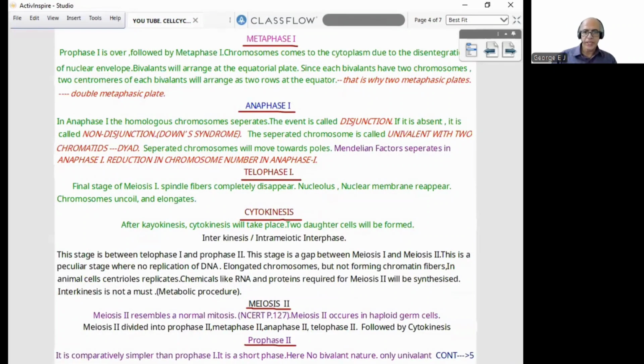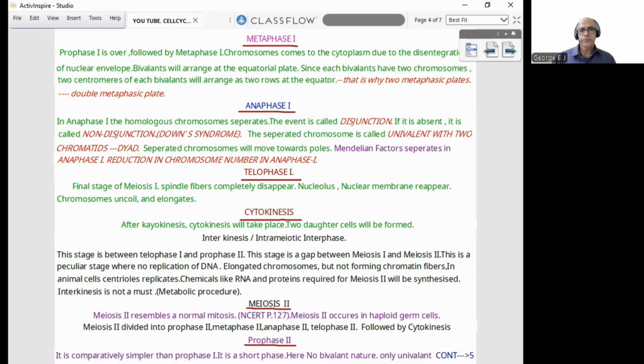Now metaphase 1: 2 metaphasic plates, double metaphasic plate, because of homologous chromosomes. Anaphase 1, disjunction. Then non-disjunction leads to Down syndrome, univalent with 2 chromatids, that is diad. Mendelian factors are separated in anaphase 1, reduction of chromosome number in anaphase 1, then followed by telophase 1, final stage of meiosis 1. Spindle fibres disappear, nucleolus and nuclear membrane reappear, and chromosomes uncoil and elongate. Then cytokinesis, where 2 cells will be formed. After cytokinesis, in certain cases, interkinesis or intrameiotic interphase, not a must.